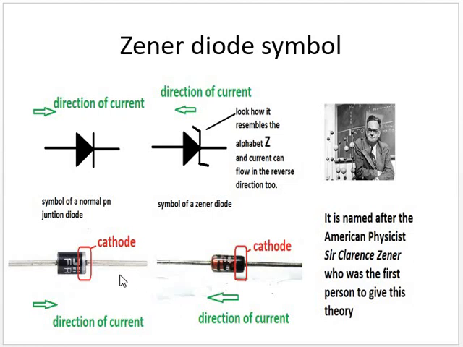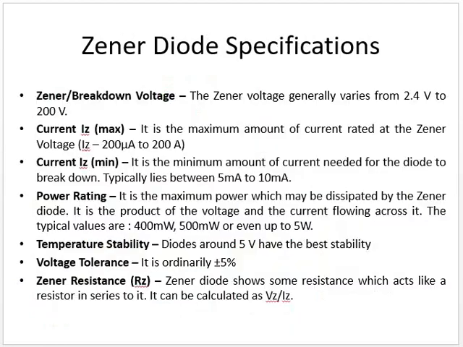And here is a picture of the practical diode. Generally a normal PN junction diode looks like this. This ring indicates the cathode, and this is a practical Zener diode. Here is the cathode. It also has a ring indicating the position of the cathode, and the current flows in the opposite direction. This entire theory was given by Sir Clarence Zener, the first physicist who told us about the Zener mechanism, and this is the reason why the device is named after his surname.